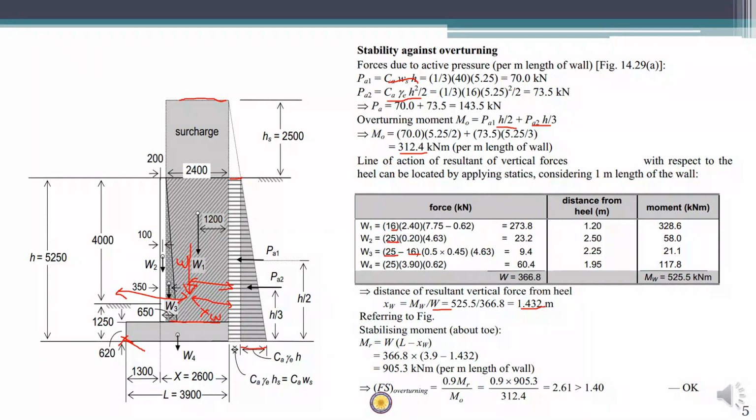Now calculate the factor of safety for overturning, which is 0.9 Mr divided by Mo. So it is 0.9 into 9050.3 divided by 1, it's 2.61, which is far greater than 1.4, and hence the given dimension is stable against overturning.